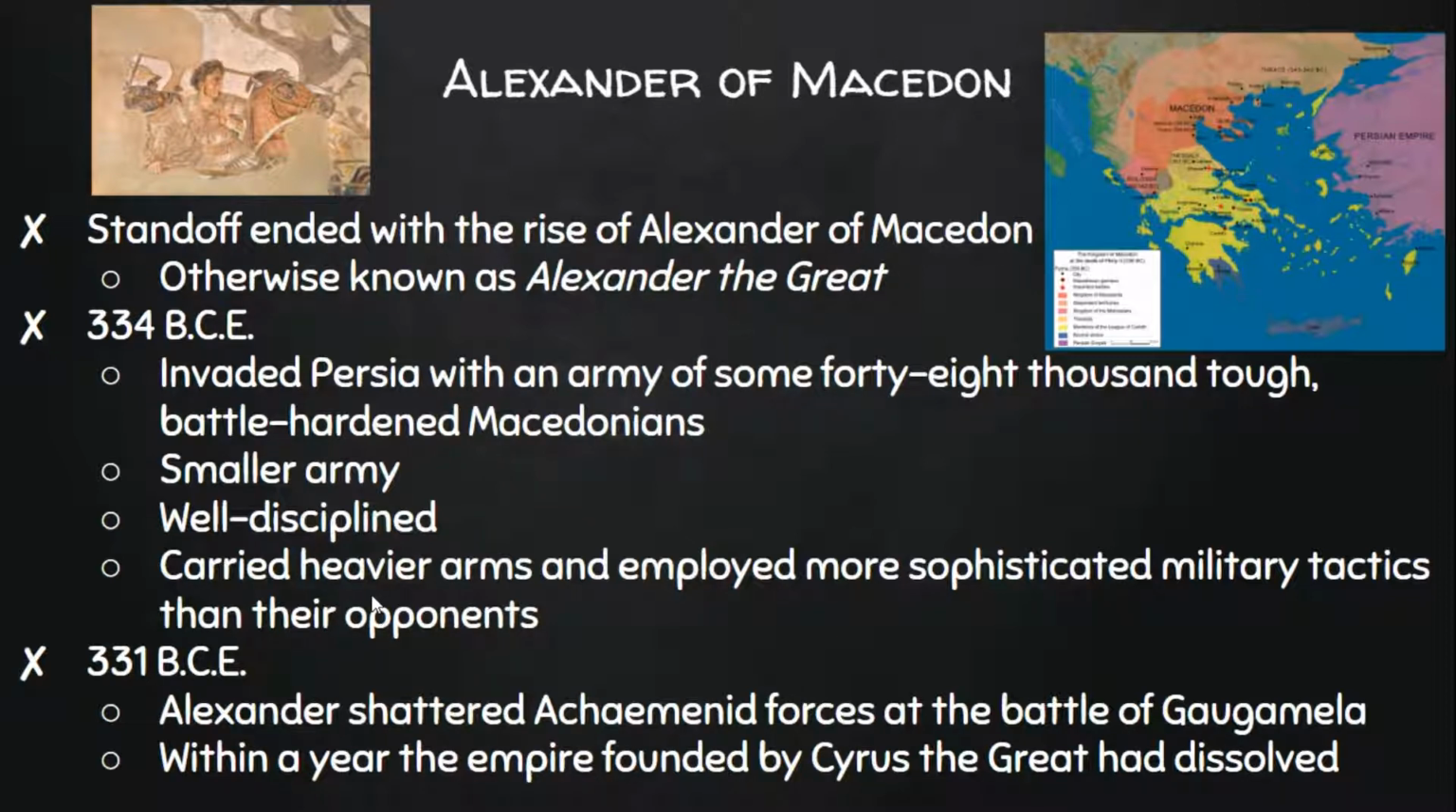In 334 BCE, Alexander invaded Persia with an army of some 48,000 tough, battle-hardened Macedonians. It was an incredibly small army compared to the Persians, but they were very well disciplined. They carried heavier arms and employed more sophisticated military tactics than the Persians, which ultimately led, 3 years later, to Alexander completely shattering the Achaemenid forces. And within a year, the empire that was founded by Cyrus the Great had completely been dissolved and come under the control of Alexander the Great.